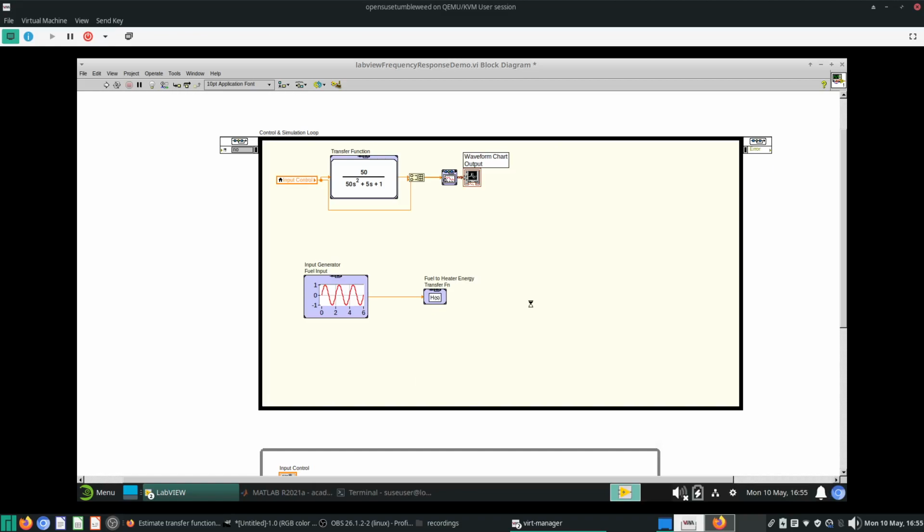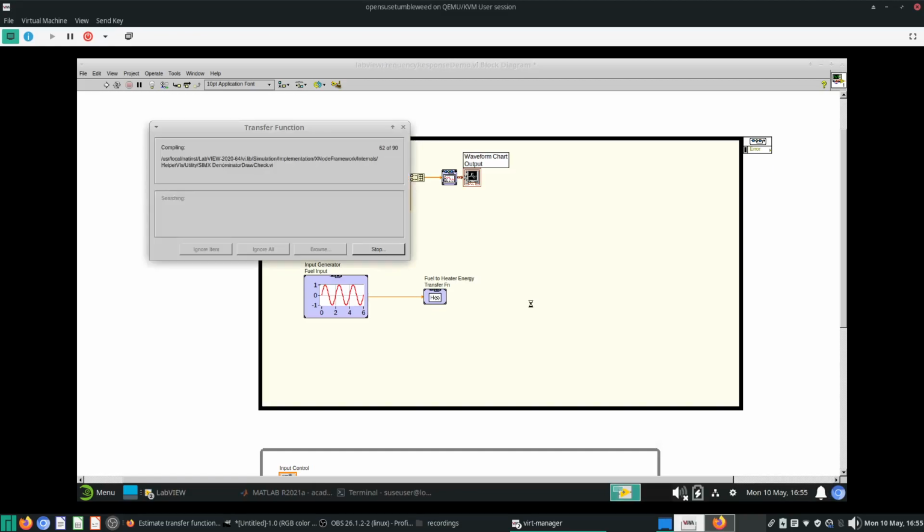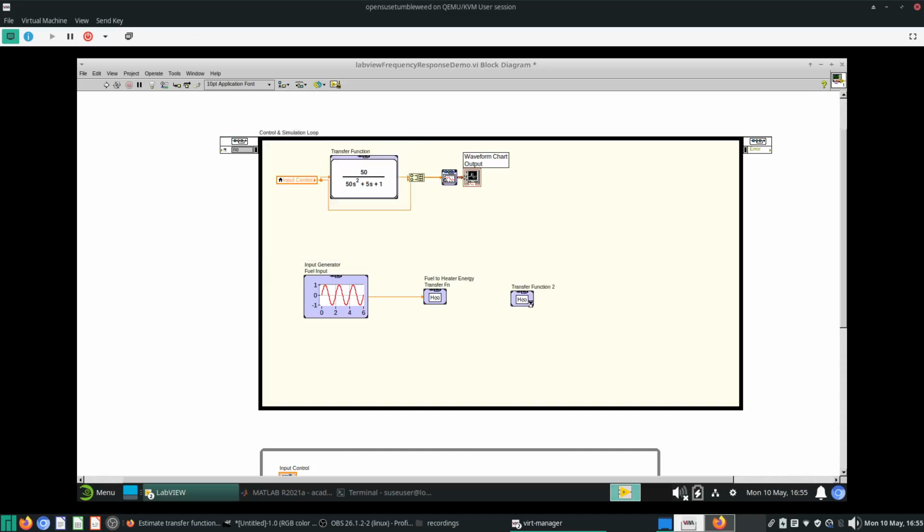So I have a heat energy to temperature, kind of a transfer function.